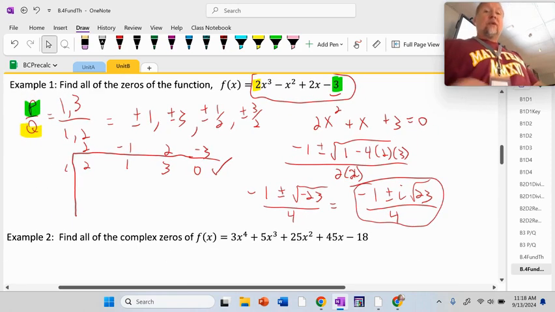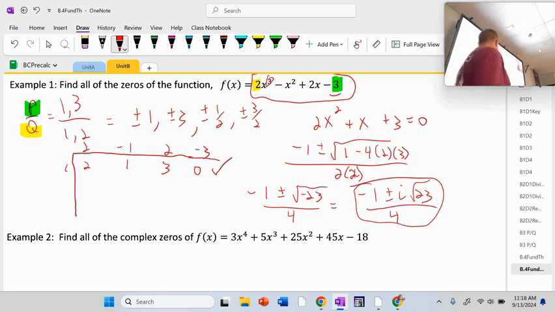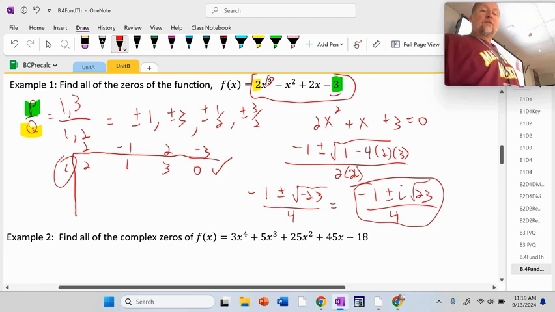So find all the zeros of the function. Notice you have an x cubed. This is what the fundamental theorem of algebra is. And I have 3 zeros: 1, 2, 3, with the plus minus. Notice those come in plus minus pairs.